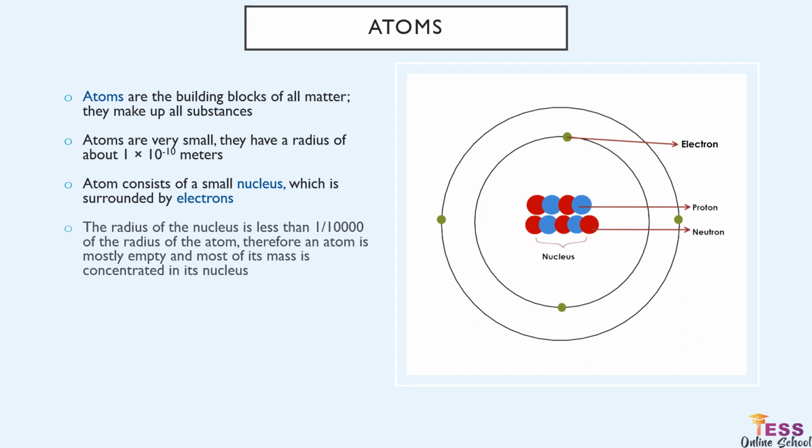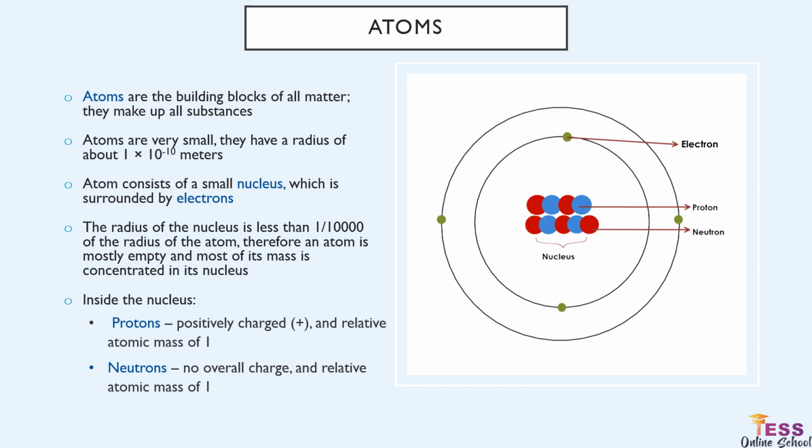The radius of the nucleus is less than 1/10,000th of the radius of the atom. Therefore, an atom is mostly empty and most of its mass is concentrated in its nucleus. Inside the nucleus, there are protons, which are positively charged and have a relative atomic mass of 1, and neutrons with no overall charge that also have a relative atomic mass of 1. If you look at the diagram, you can see that protons and neutrons make up the nucleus at the very center, with electrons that are in shells orbiting the nucleus.